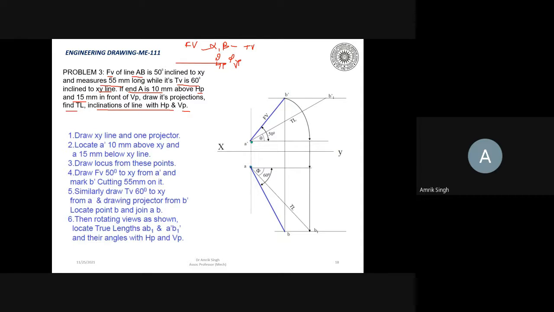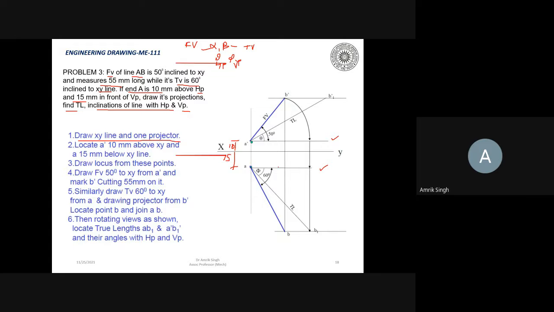So first of all, what you will do? Draw the line and one projector. So we have drawn the line XY and this projector. So this is the first thing. Now you draw this as 10 because it is above HP. ये तो आप remember याद ही कर लीजिए ना. And this you draw as in front of. So this you have drawn as 15 mm. ठीक है. Now what else is given? So after that you draw this horizontal line. You draw this horizontal line.